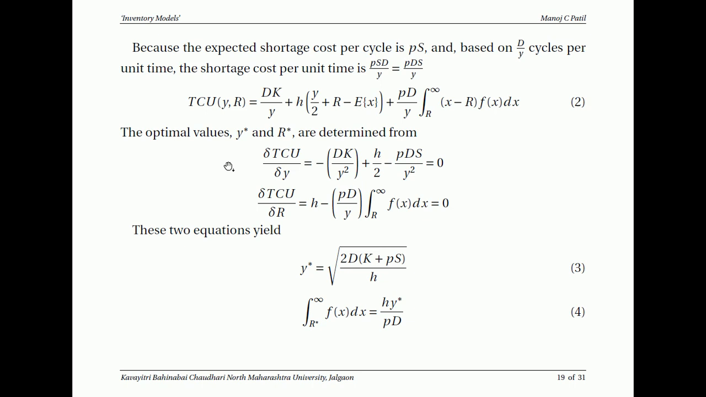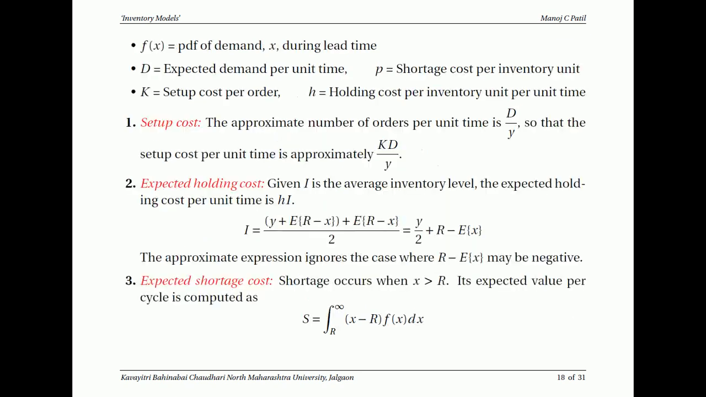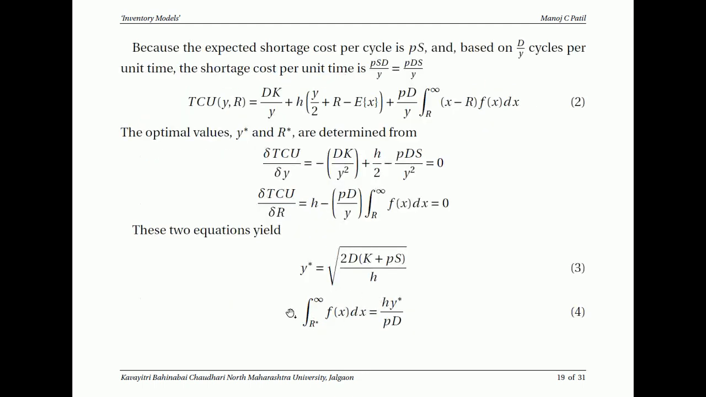Solve this equation, we will get two equations, 3 and 4. But observe that equation: y star is equal to square root of 2 kd plus p into s. What is s? S is this quantity and it completely depends on r. And look at this quantity, the integral from r star to infinity of f of x dx. This is 1 minus the CDF of that distribution, that is 1 minus F of r, so it depends on r.